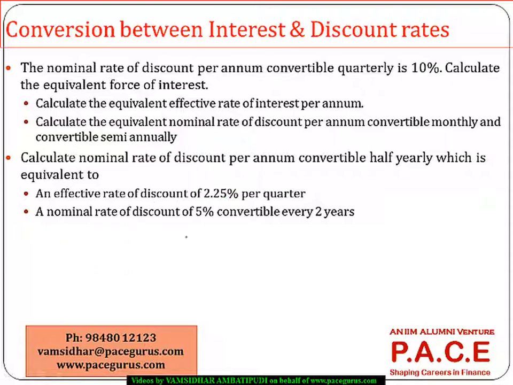The nominal rate of discount per annum convertible quarterly is 10%. So it is given D4 is 10%. Calculate the equivalent force of interest. Force of interest is delta. So even if I get I from it, log of 1 plus I is nothing but delta. So first of all, let's go for D. D4 is 10%, so 1 minus D4 by 4, to the power 4, should be equal to 1 minus D. So from here I can get my D.